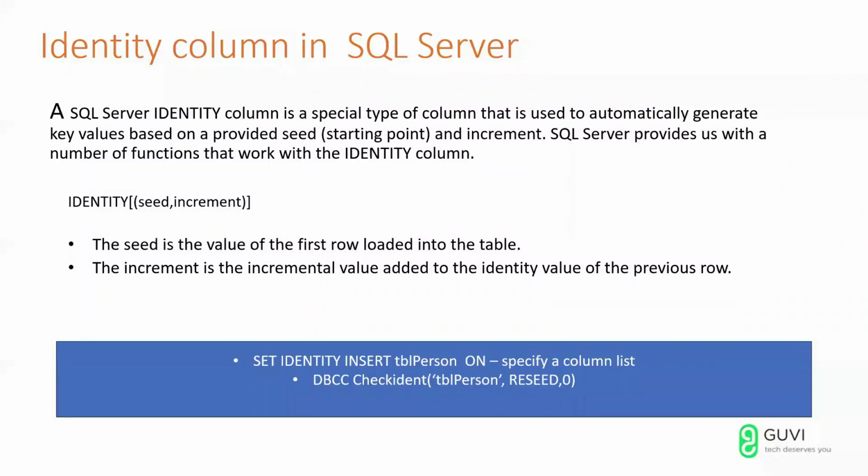Welcome back. In this lecture, we are going to see identity column in SQL Server. What is identity column? Identity column is a special type of column. What it does is it automatically generates key values. So when I say key values, it is just auto incrementing a number, for example. And we have to provide a starting point that is called seed and the increment.